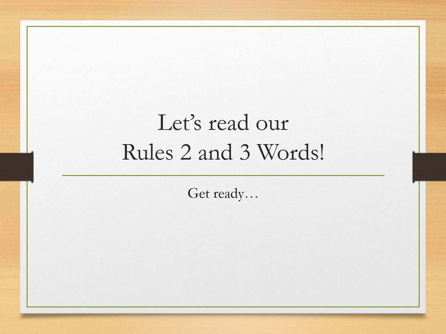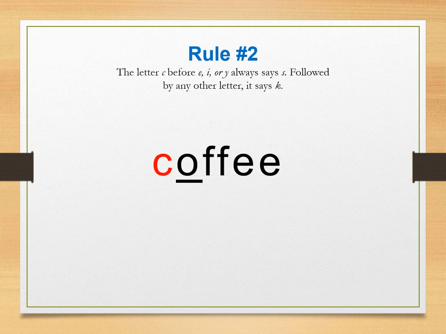Now let's practice reading our rules 2 and 3 words. Get ready. If it goes too fast, please pause between each slide, and there's a way that you can slow down the speed too. Here we go. Ready, read. This word is coffee. What word? Coffee.